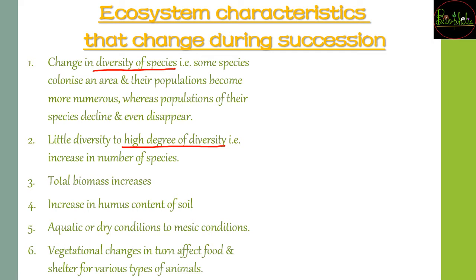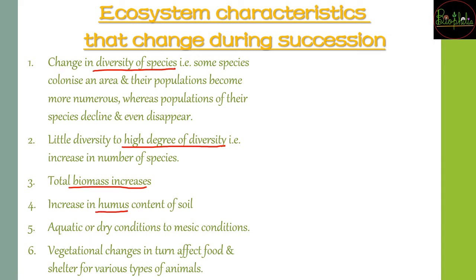The third common thing of all successions is that total biomass is going to increase, because as the number of species increases, biomass will also increase. And as biomass increases, जैसे ही उनकी death होगी, जो plants हैं, animals हैं, वो decompose होके, जो fertility है of the soil, the humus content is going to increase.